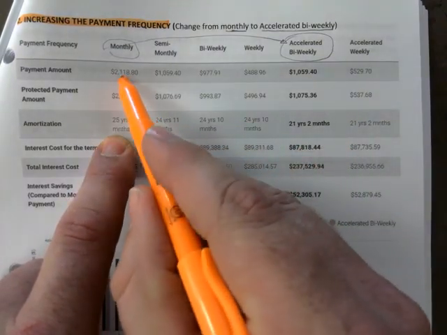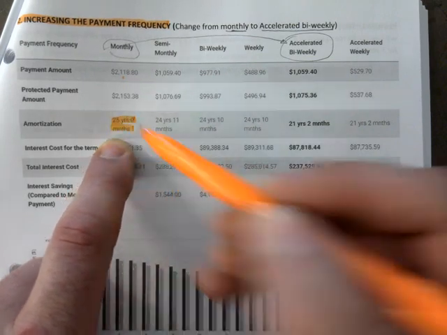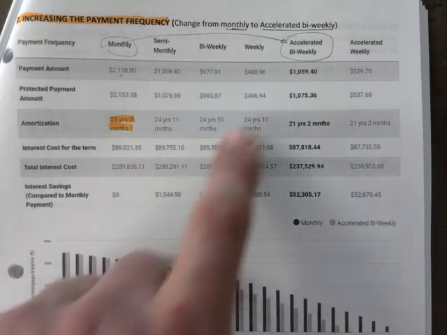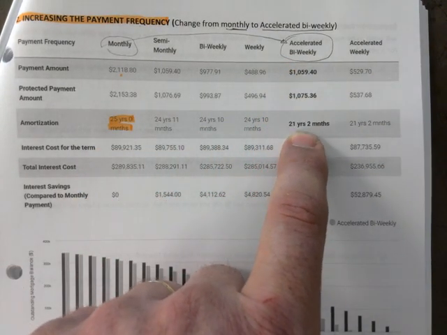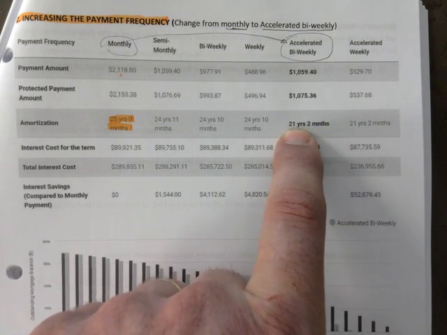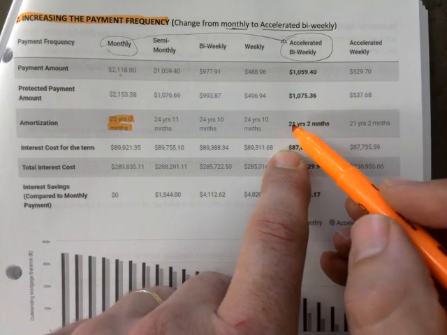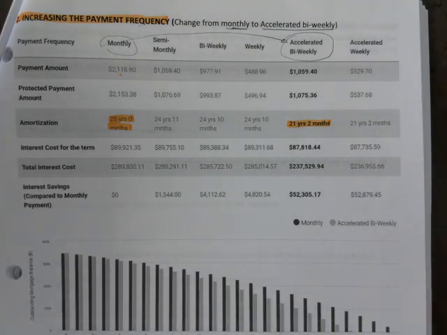Amortization. If you stuck with that $2,100 payment, it would take you 25 years to pay off the mortgage, right? What if you go to accelerated bi-weekly, which is every 2 weeks? What happens to the time it takes you? You shave off almost 4 years just by going bi-weekly. And I will explain why that is if time allows, not today, down the road. I'm going to explain to you why you end up saving interest and time. Okay?